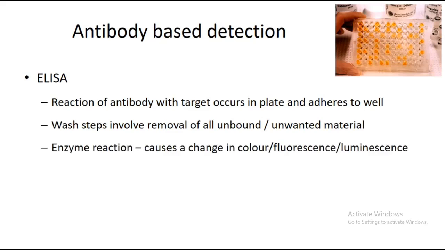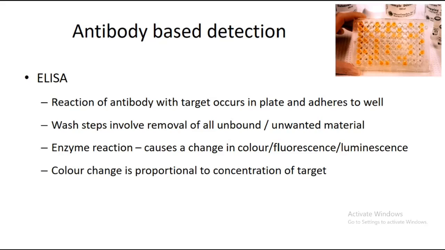And what we then do is we quantify the amount of antibody and antigen bound through an enzymatic reaction. Okay, so the degree at which the enzyme reacts or converts the substrate into a product will give us an indication of how much antigen or target is present. And generally what happens is the substrate and product will be different colors. So the change in color will give us an indication of how much antigen is present. And the color change is proportional to the concentration of your target.